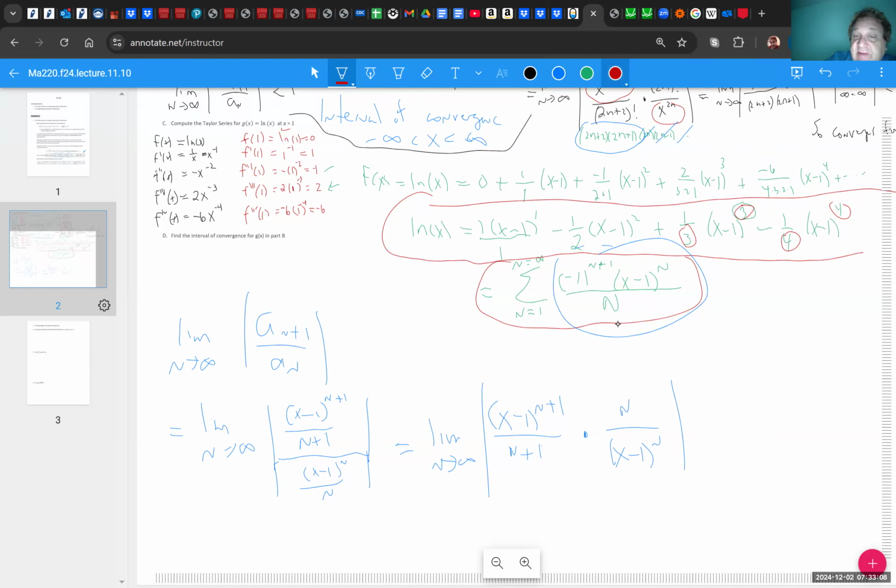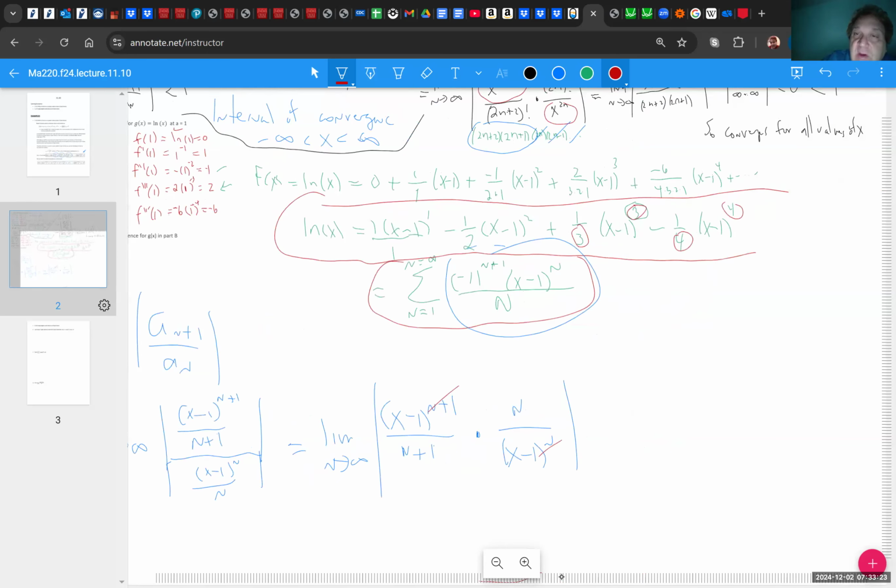I have a bunch of x minus 1s on the top, a bunch of x minus 1s on the bottom. So I can simplify these exponents by subtracting, or just recognizing that I have one more on the top than I do on the bottom. So this is going to be our limit. All that's left on the top is n and x minus 1 to the 1. And on the bottom, I have n plus 1. All right, and we want this to be less than 1. Less than 1 is where it converges.